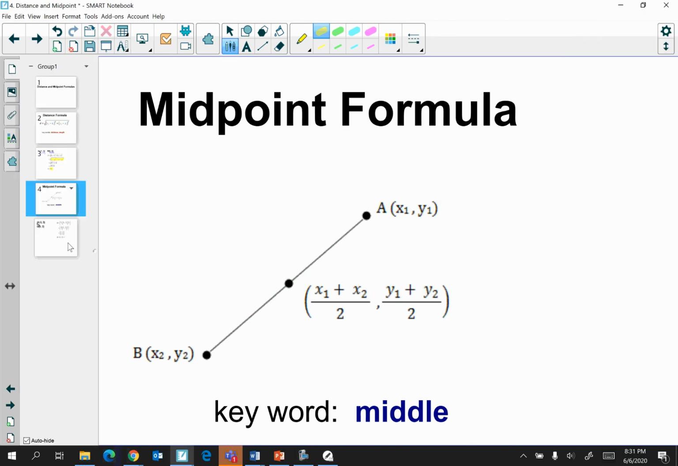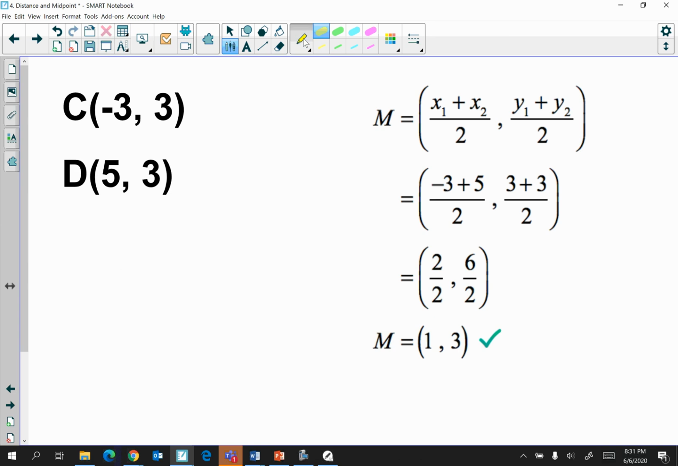Let's take a look at the example. So if we're given 2 points, C, (-3, 3), and D, (5, 3), and we want to find the midpoint of CD, first, let's label x1, y1, x2, y2. Our x1 is -3. Our x2 is 5.